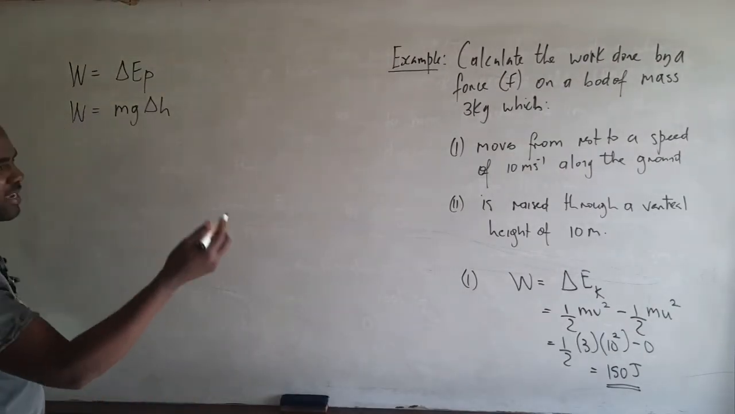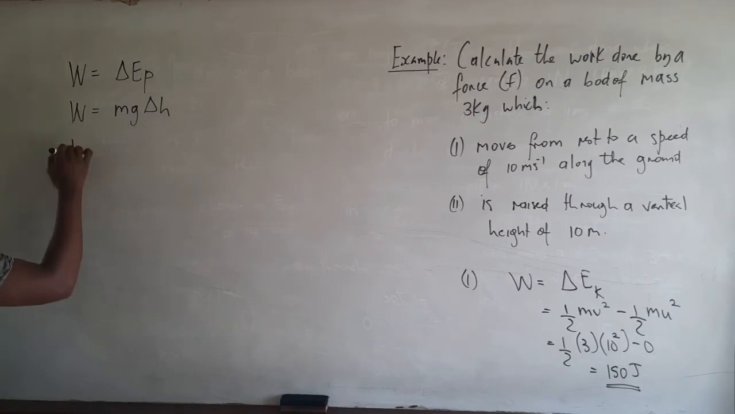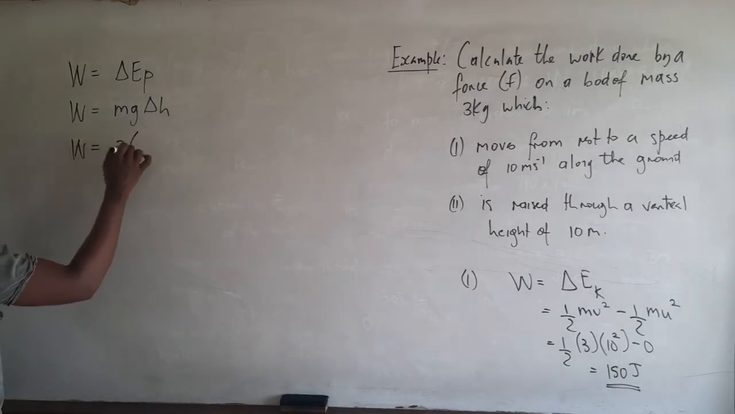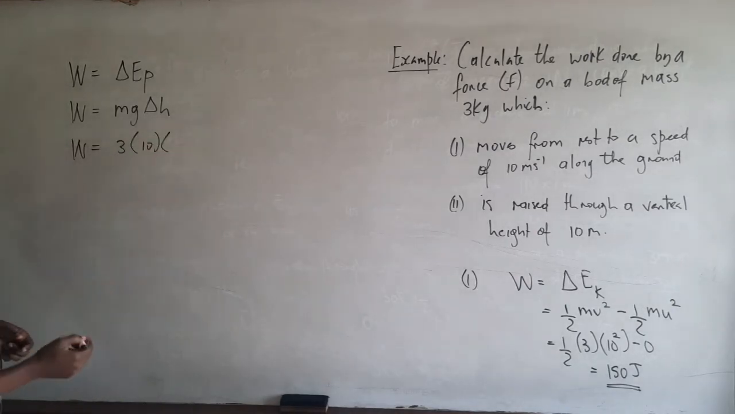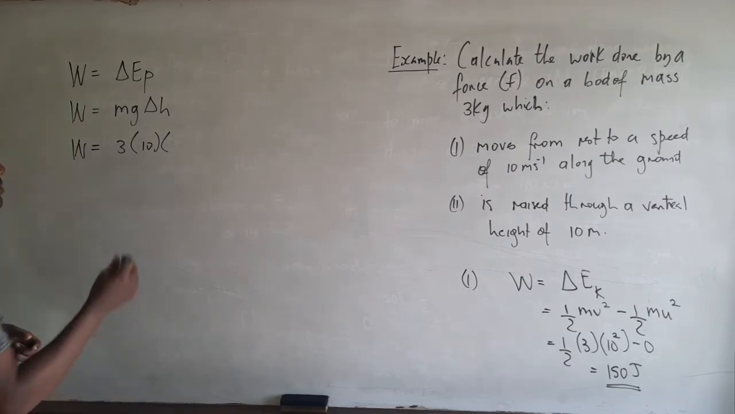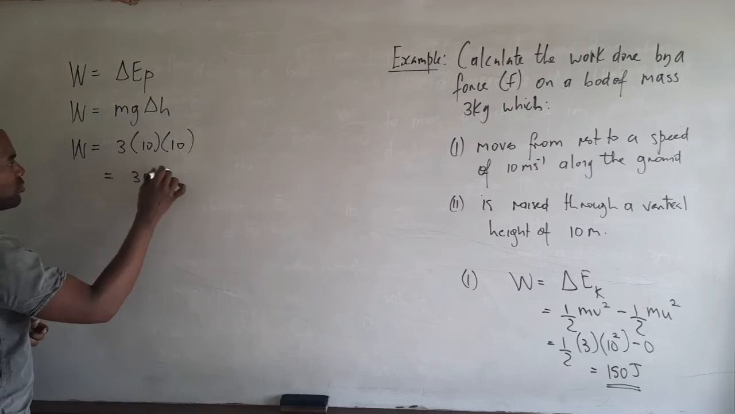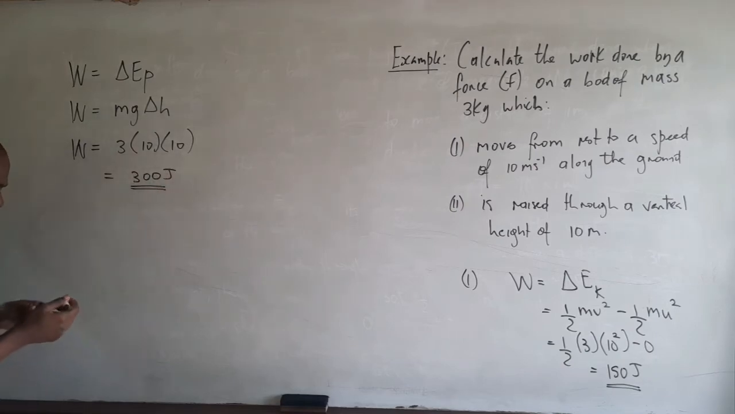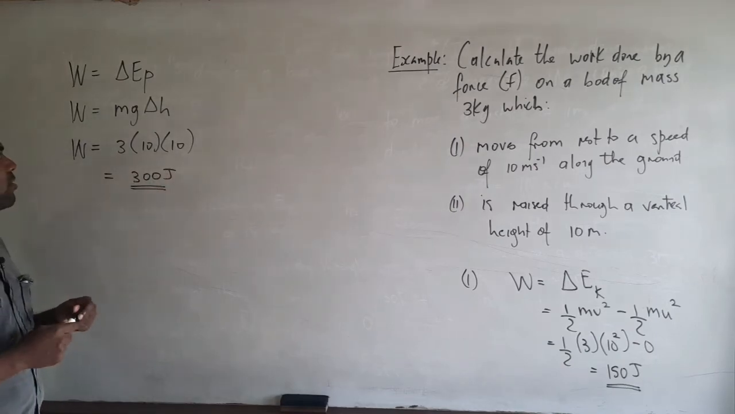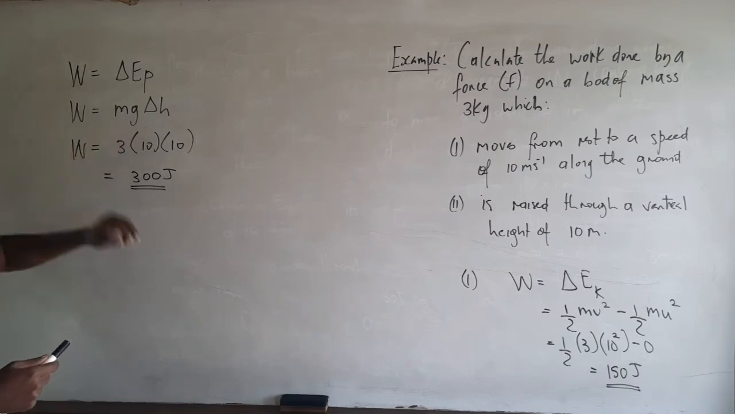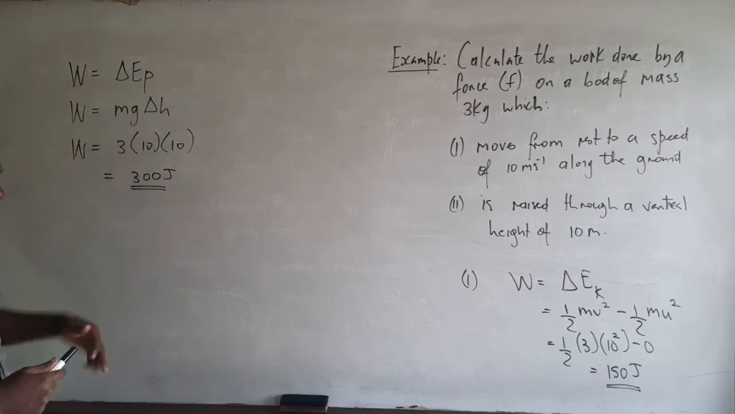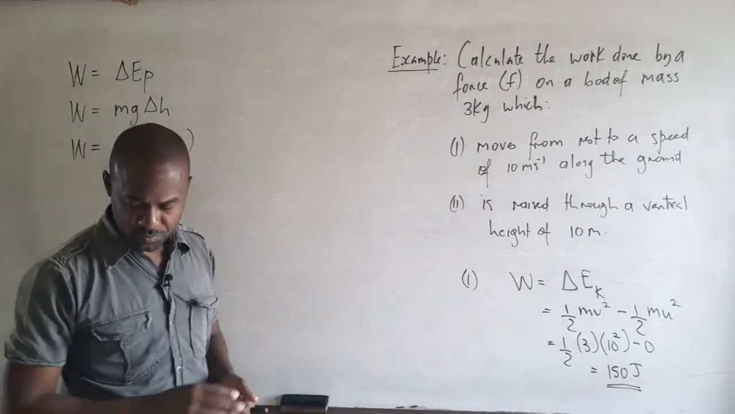So of course we're going to be taking g as 10, right? So taking g as 10, we get that the work done, W, is equal to 3 times 10 times, what's the height? 10. And so this gives us 300 joules. So the work done by this particular force in raising the body of mass 3 kilograms through a vertical height of 10 meters is equal to 300 joules.